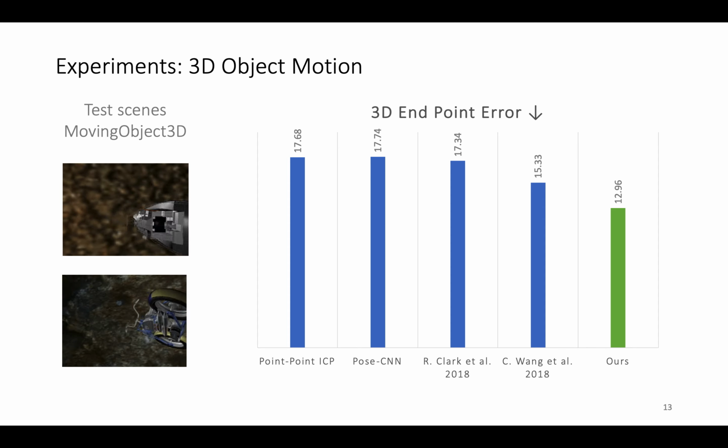We first evaluate our method on 3D object motion estimation using a synthetic dataset we rendered. On unseen objects with random motions, our method, highlighted in green, achieves the lowest alignment error compared to both classical and learning baselines.